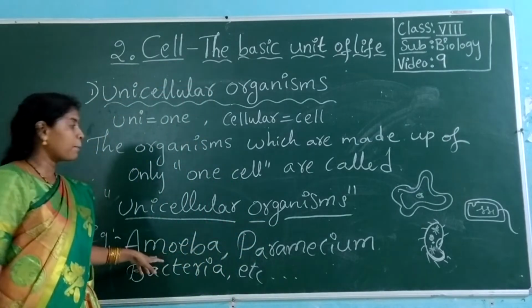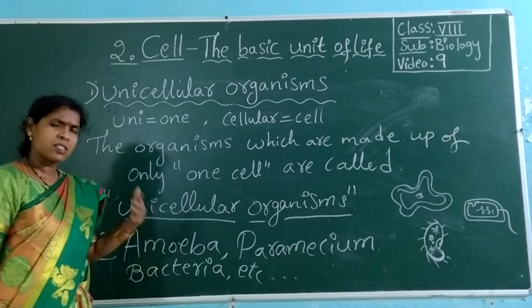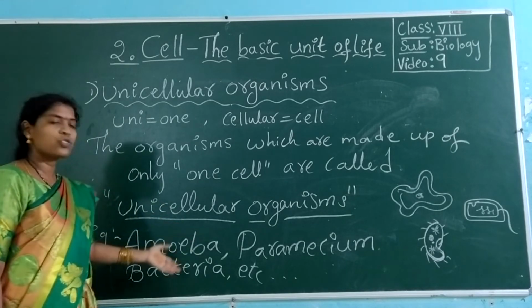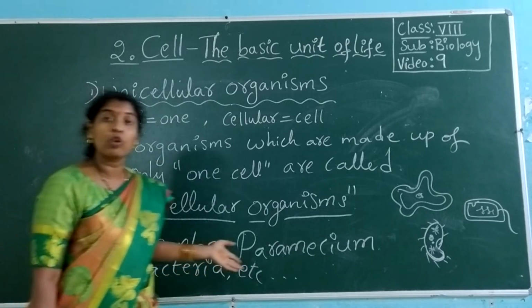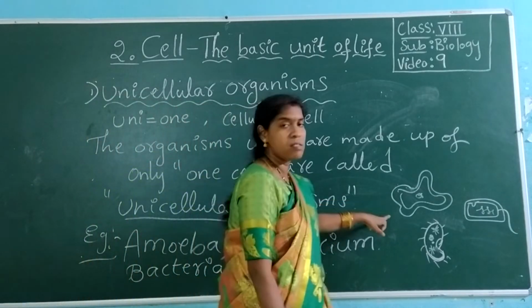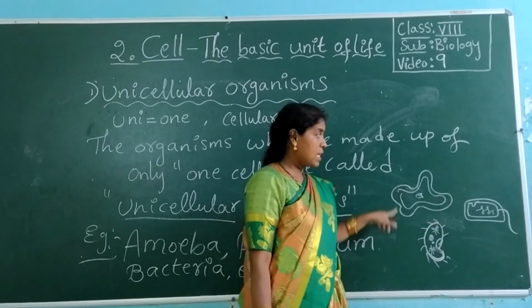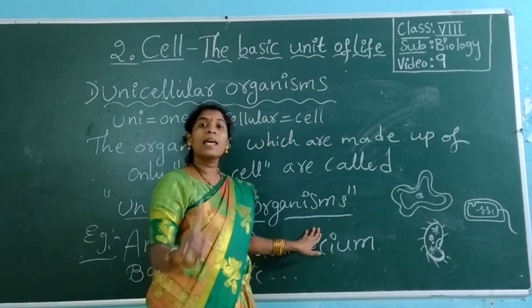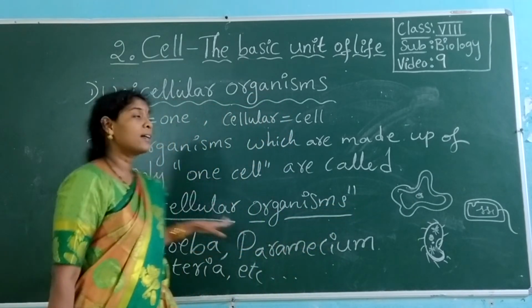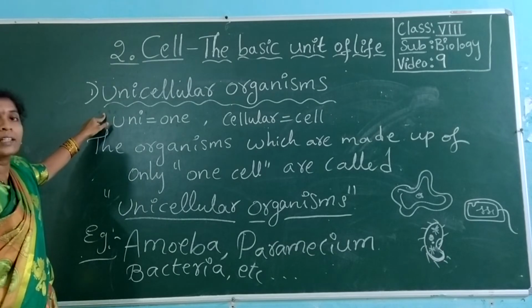For example, amoeba, paramecium, bacteria, and some others. I just gave three examples here. These microorganisms are made up of a single cell. This is amoeba, paramecium and bacteria. These organisms are made up of single cells, so they are called unicellular organisms.